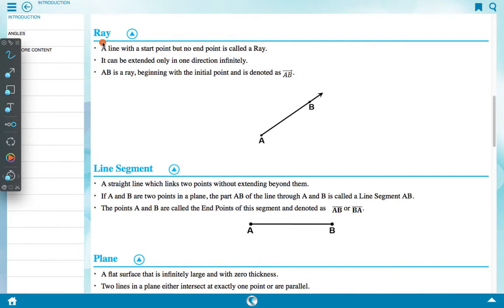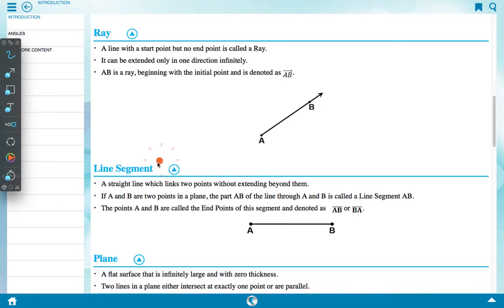Ray. A line with a start point but no end point is called a ray. It can be extended only in one direction infinitely. AB is a ray beginning with an initial point and is denoted as ray AB. Now here A is a fixed point but B is not fixed. It can extend up to infinity.